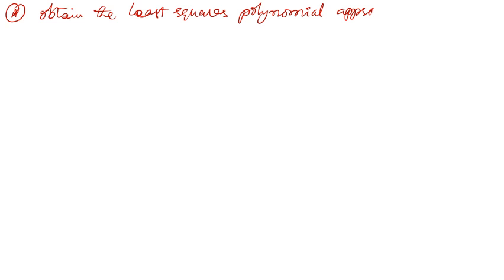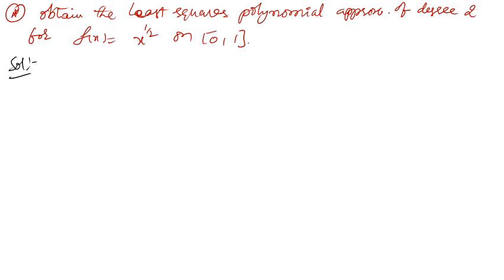Next question is, obtain the least squares polynomial approximation of degree 2 for f of x equal to x to the power of 1 by 2, root x, on 0 to 1. Solution.